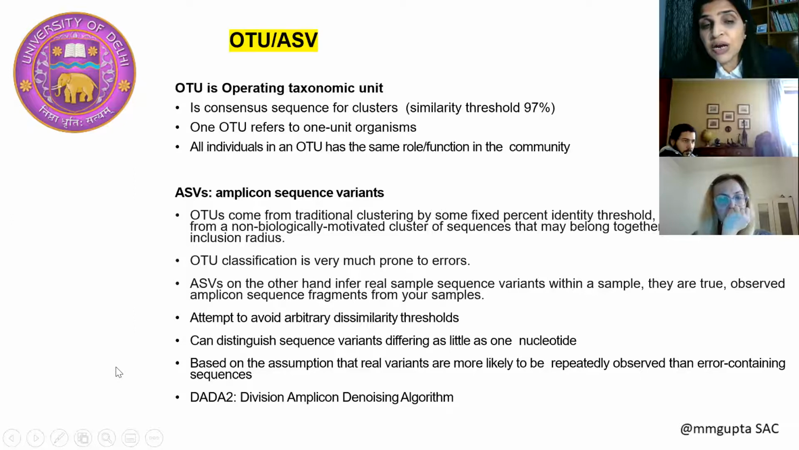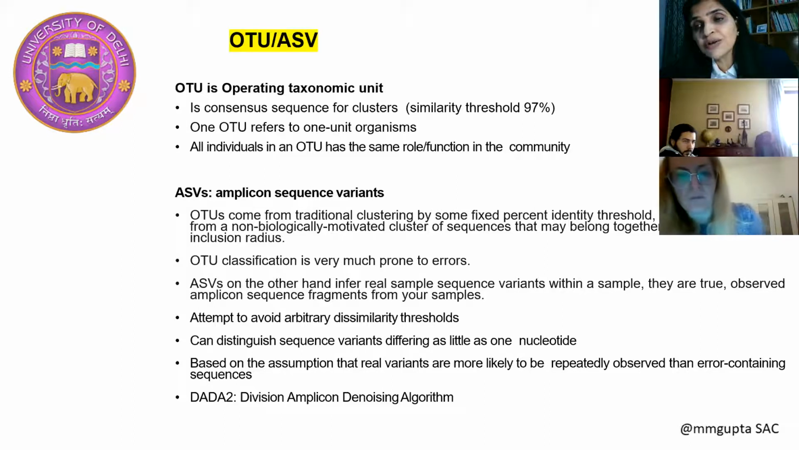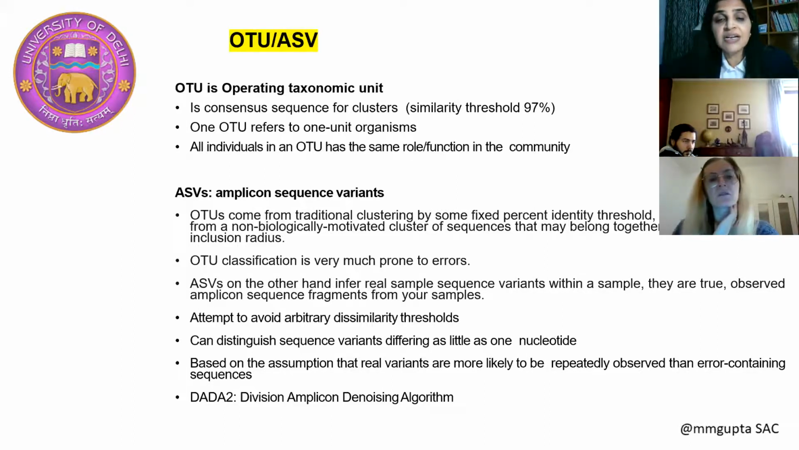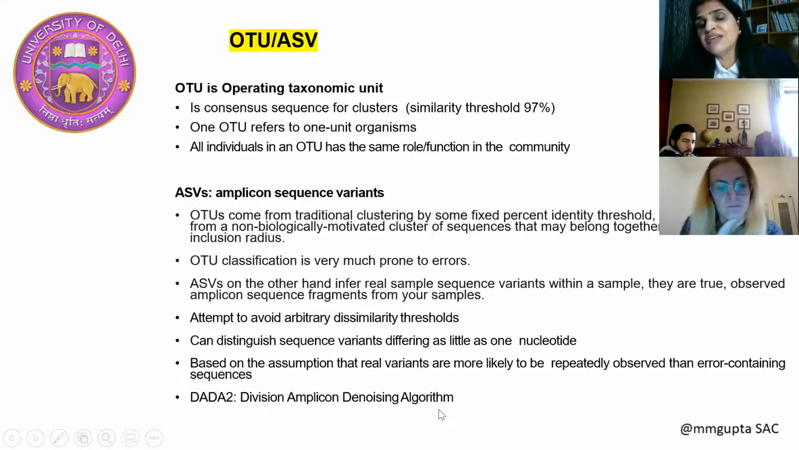They attempt to avoid an arbitrary dissimilarity threshold, and they can distinguish sequence variants differing by as little as one nucleotide. They use machine learning algorithms, and they pick up the actual variant rather than the sequencing errors or amplification errors. DADA2 is a machine learning based amplicon denoising algorithm.